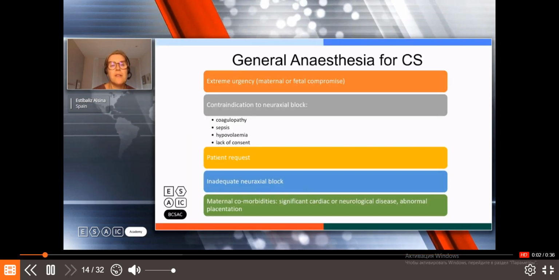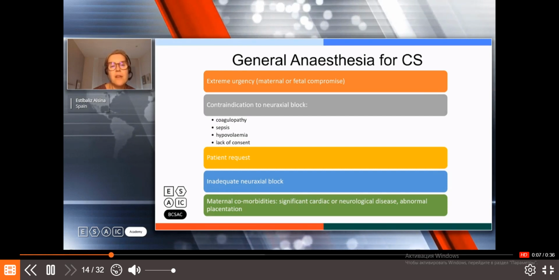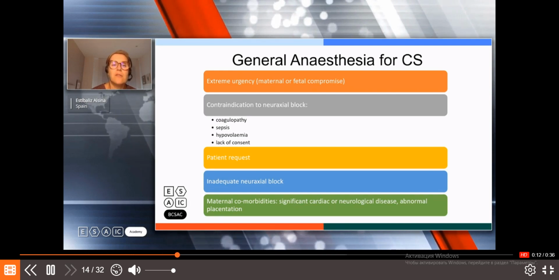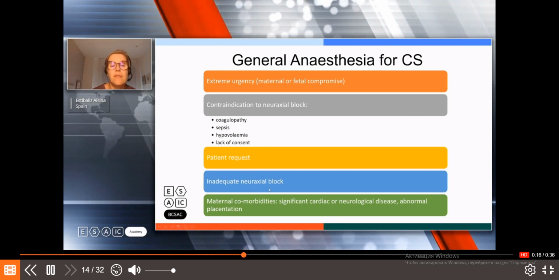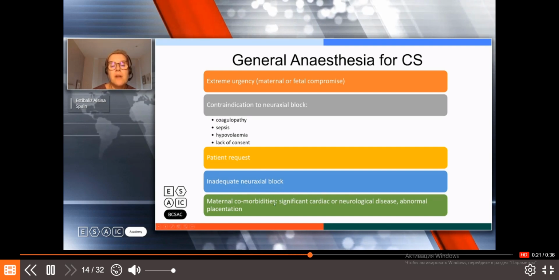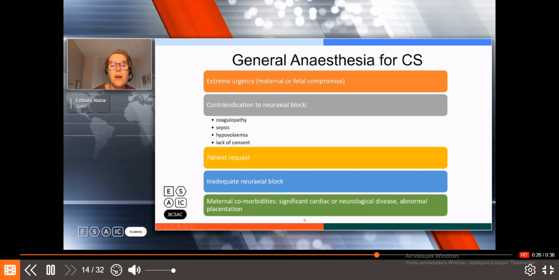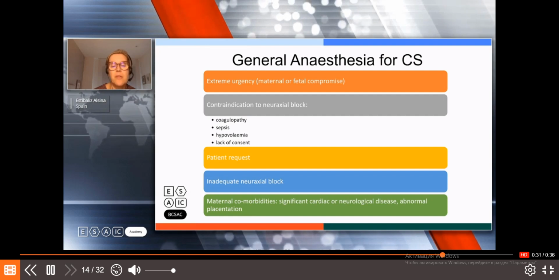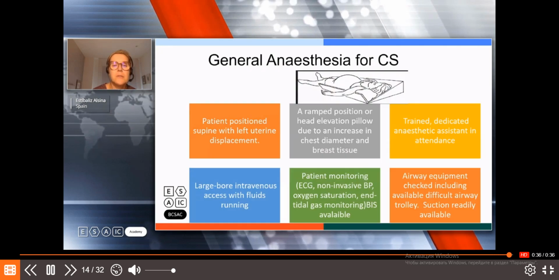What about the general anesthesia? Well, the general anesthesia is only used if there's an extreme urgency, if there are contraindications to neuraxial block, on patient request, if there is an inadequate neuraxial block, and several maternal comorbidities like significant cardiac or neurological disease, or abnormal placentation, where the mother will be in danger or will need a replacement of blood.